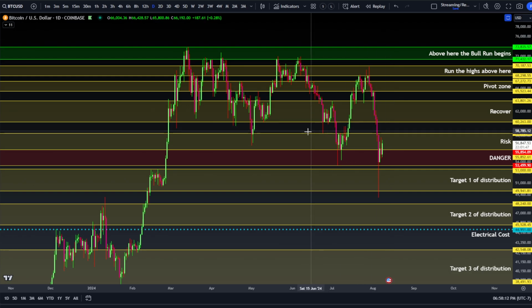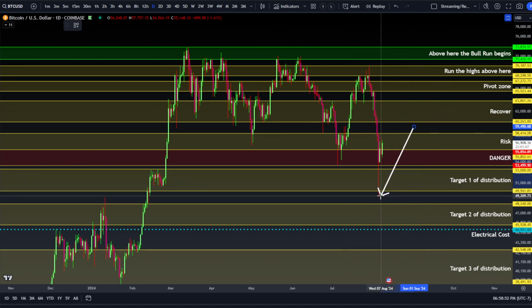So essentially, the danger zone is now the prior lower low, right? Because we haven't seen Bitcoin close below this 53,500. It has wicked below into our target one of distribution. I did note on Monday that we now have below our target 2 of distribution, which is essentially that monthly lower high that I was just showing off, roughly 45.5 to 48,240, but 45 when you account for electrical costs, which I'm going to show you in just a moment, to 48 would be target 2 of distribution. That's provided Bitcoin closes below the danger zone and then starts filling out target 1 of distribution.